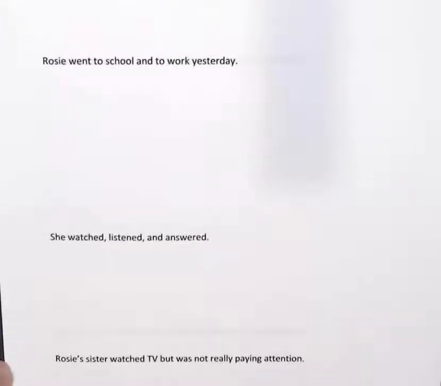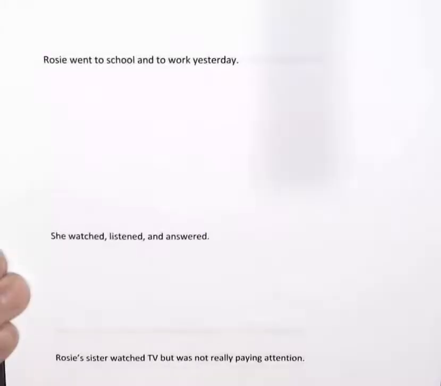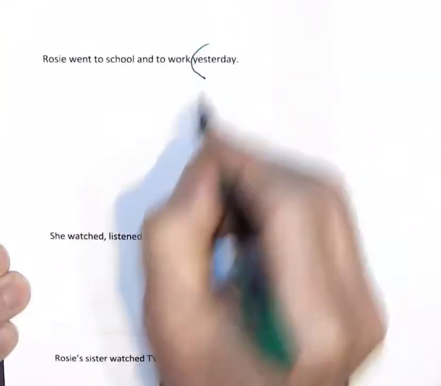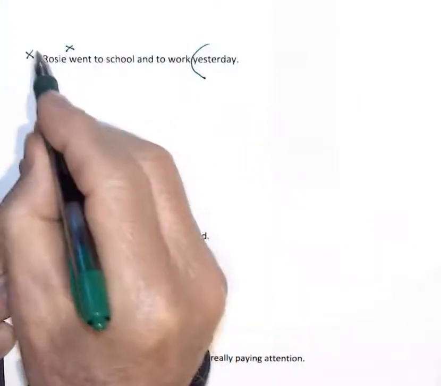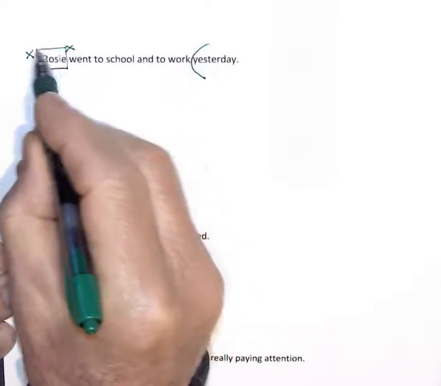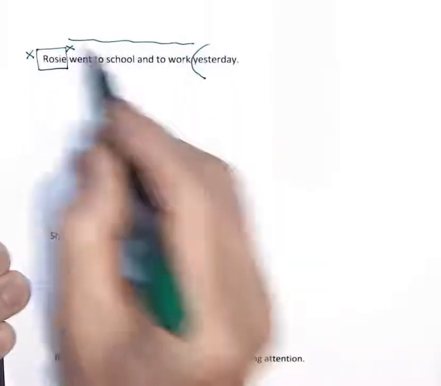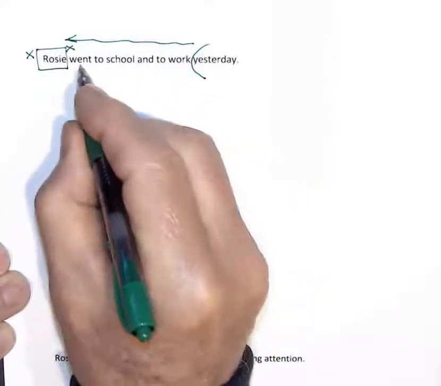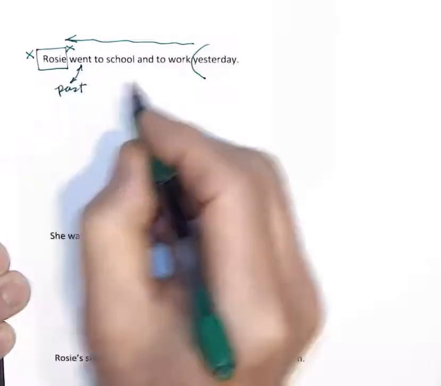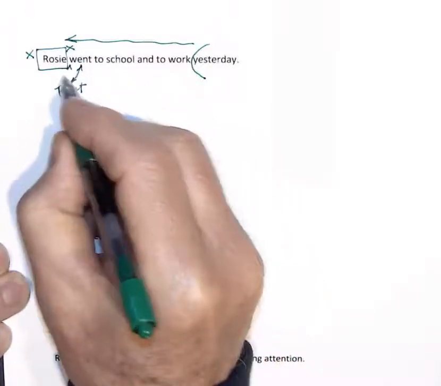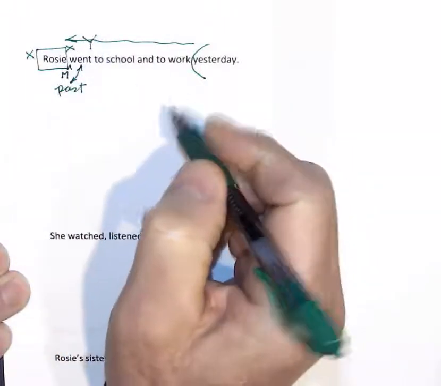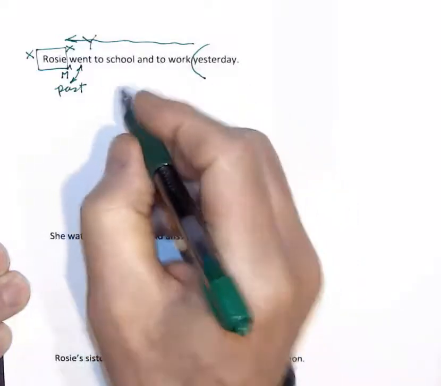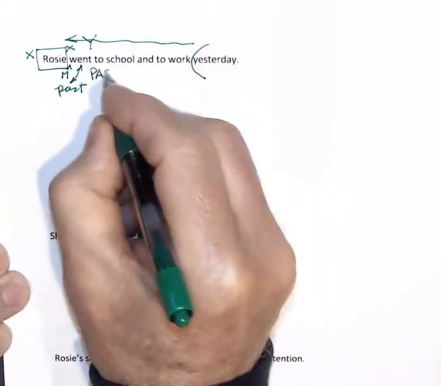Rosie went to school and to work yesterday. Yesterday is our shifter. Did Rosie go to school? Rosie did not go to school. Rosie is the subject. Went to school and to work is the predicate. Went ties with the past, yesterday. And the M place is after X, it's empty, and went to school and to work yesterday is Y. And went is the past form.